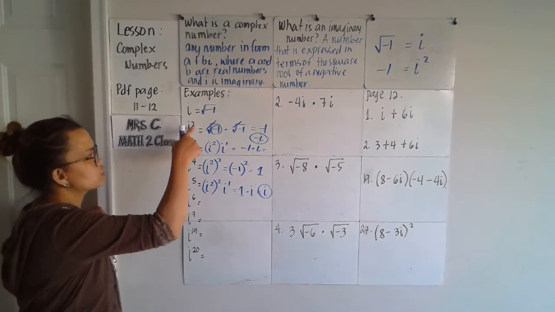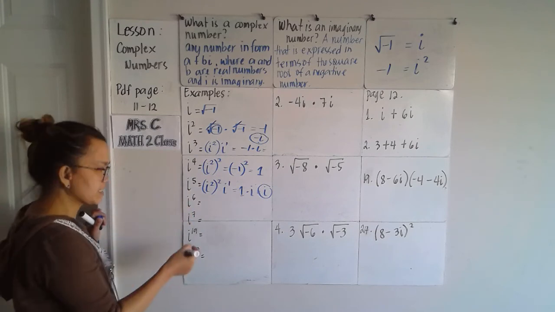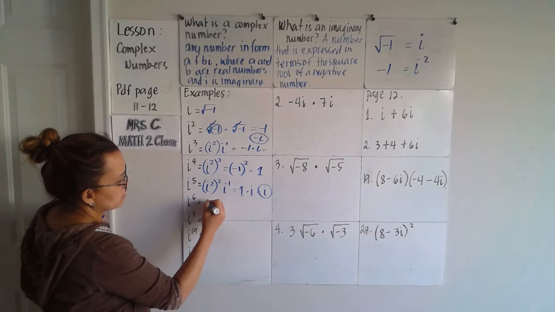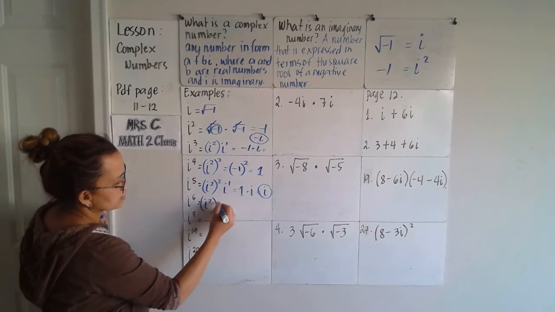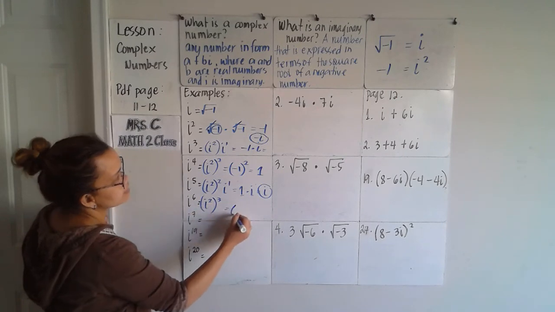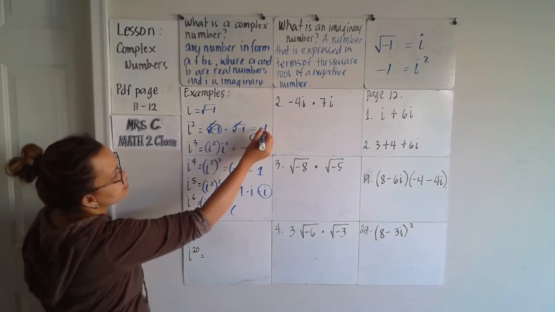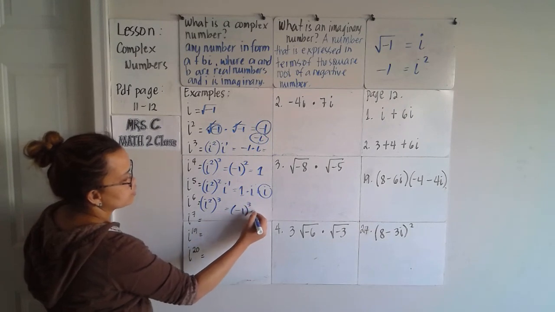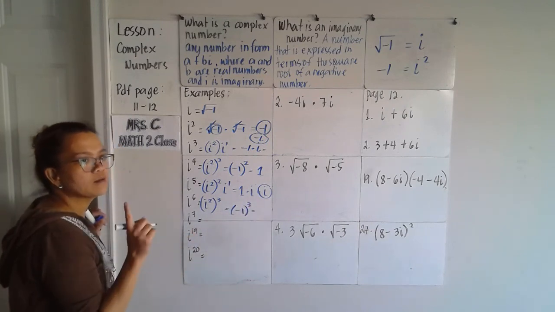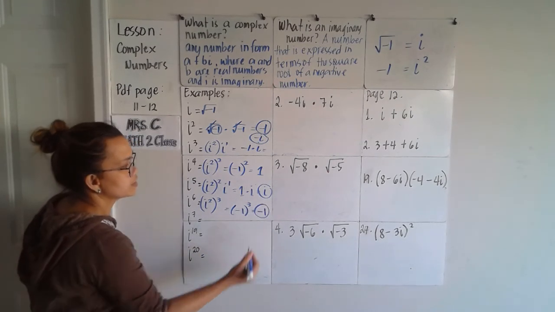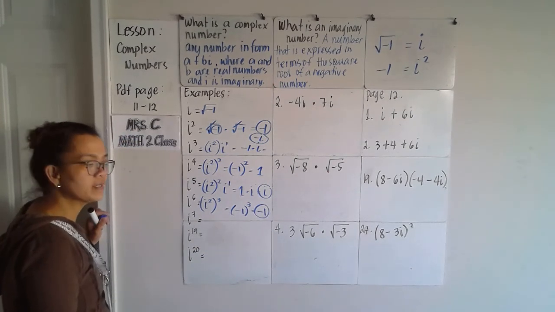All right, i to the 6. How many i squared can we produce from i to the 6? I think that's 3, right? So you have i squared times 3, which is 6. If i squared is equal to -1, then that will be cubed. So -1 times -1 times -1 is equal to -1. So that's the answer. Easy, right?